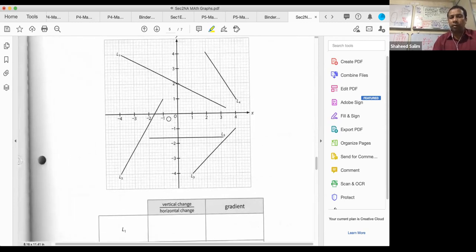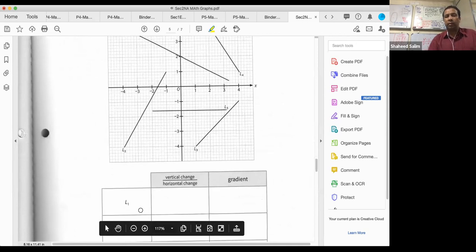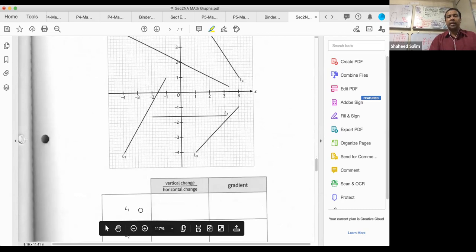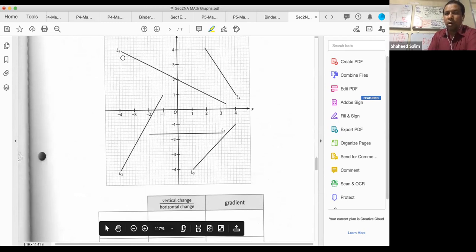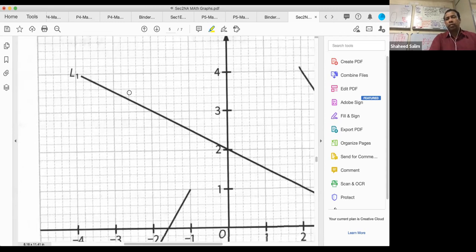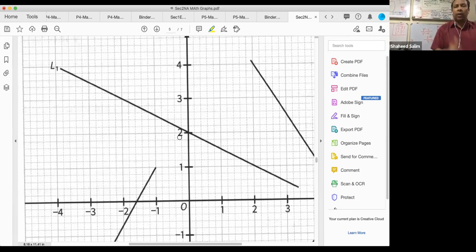Let's say now they ask you L1, L2, L3, whatever, what is the gradient? So we look at L1. Can you choose 2 points? Call the point 1 and 2 and write down the coordinates and find out what's the gradient using the formula. What's the formula? Y2 minus Y1 over X2 minus X1.